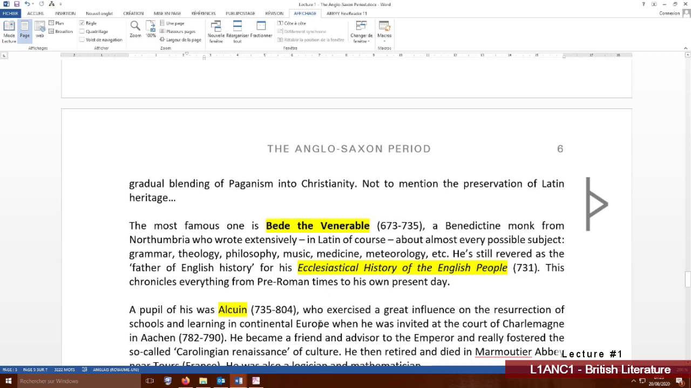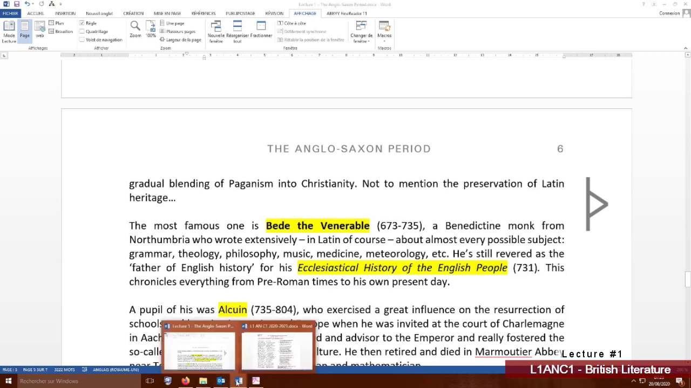The most famous chronicler is Bede the Venerable, or the Venerable Bede. He was a Benedictine monk from Northumbria who wrote extensively, in Latin of course, about almost every possible subject. He is still revered as the father of English history for his Ecclesiastical History of the English People, 731. This chronicles everything from pre-Roman times to his own present day.